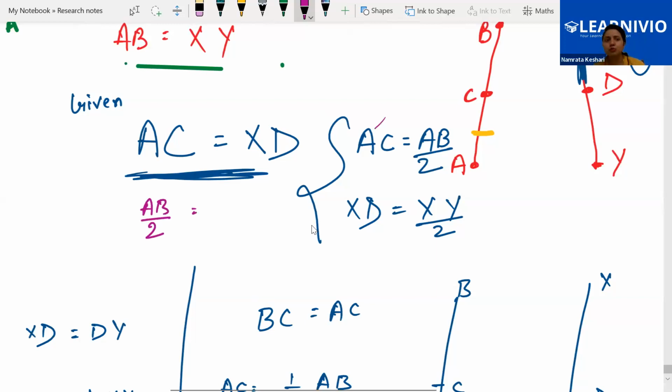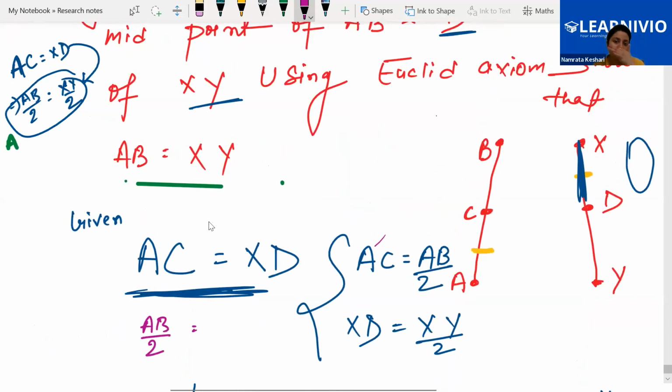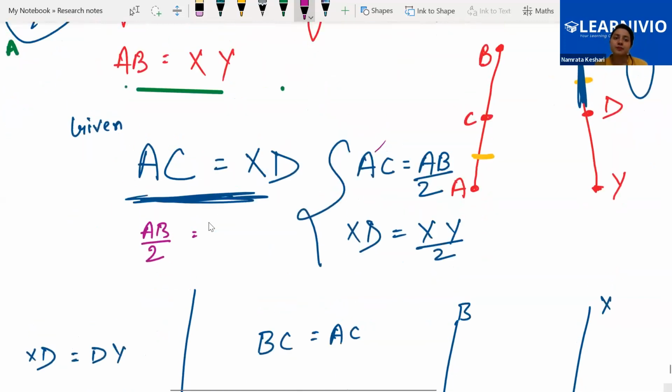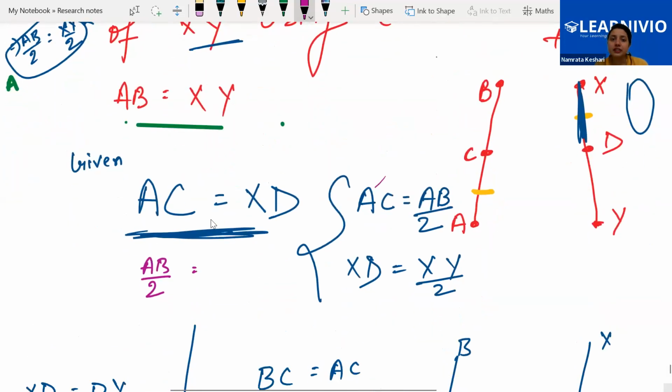Whatever you said, Samya, your reasoning is correct. This is how first we need to understand and then we will be writing. AC, we can write it as half of the total, that means half of AB. This XD we can write as half of the total. What is the total? Total is XY. Half of that is XD. Yes or no? Yes, sir.